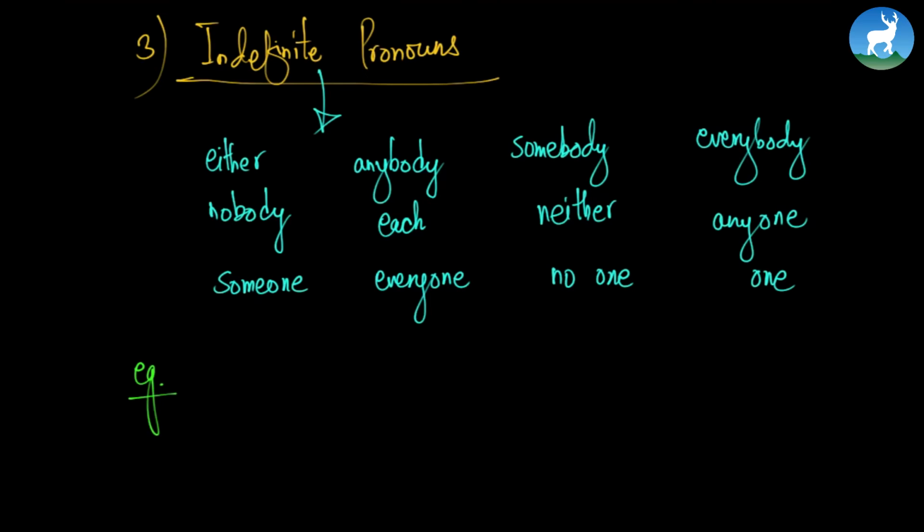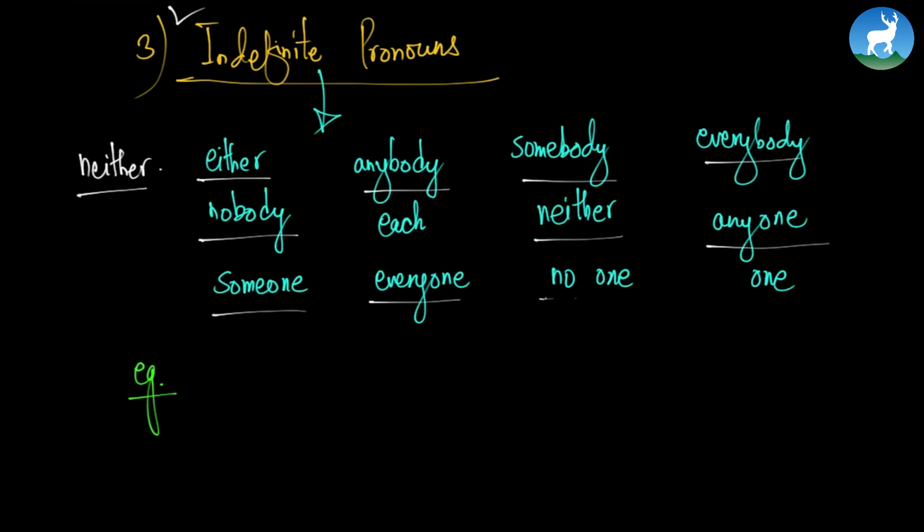Rule number 3 is we have something called indefinite pronouns. Do you know what indefinite pronouns are? Indefinite pronouns are those pronouns which do not define the exact noun, so it could be anybody, anything, right? Some examples of indefinite pronouns are either, neither, anybody, everybody, nobody, somebody, anyone, everyone, someone, no one, and one. So these are all indefinite pronouns.